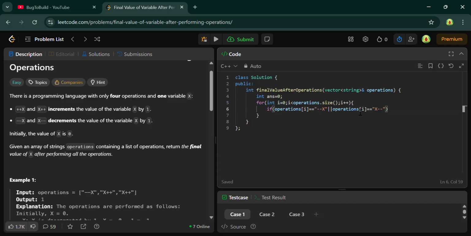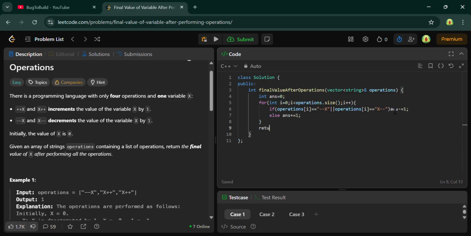If it follows this condition, then you just have to do answer minus equals to 1. Okay, else you just have to do answer plus 1, and after this loop you just have to return the answer. Let's run this code, whether it is running properly or not.